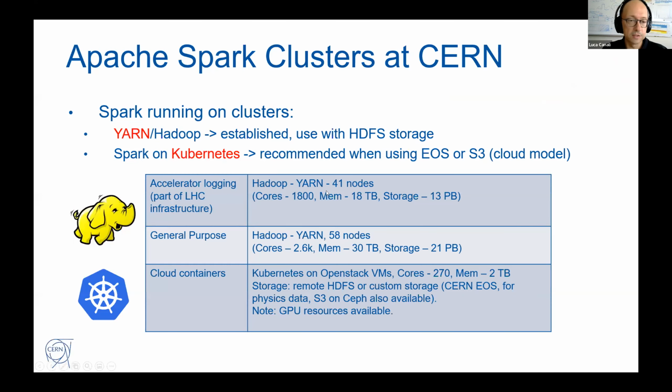At CERN, we have in production various clusters. It's mostly Hadoop, but also cloud containers that run Spark. In total, about 5,000 cores and several tens of petabytes of storage. And then one can also use Spark on cloud containers on EOS and S3.